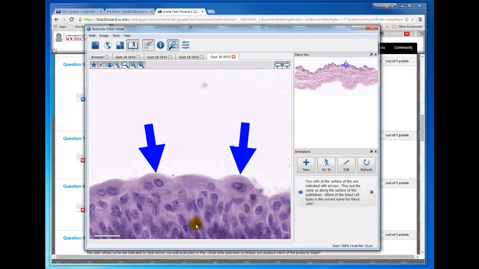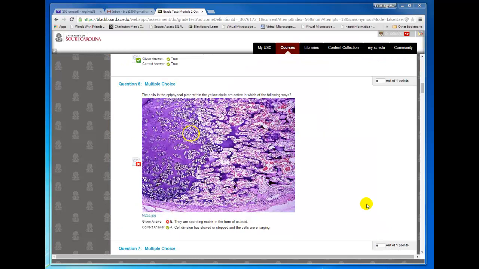Now we're going to go on to Part A of the Module 2 quiz and Part B, and just take a couple on each one of those, and then we'll end this video. Now this question is about the epiphyseal plate, and the statement is the cells in the epiphyseal plate within the yellow circle are active in which of the following ways. So you had to recognize the zones.